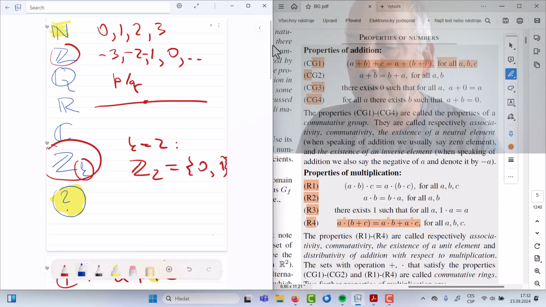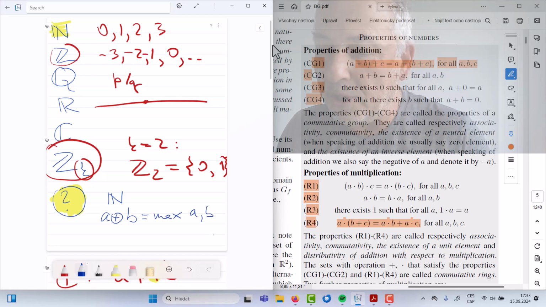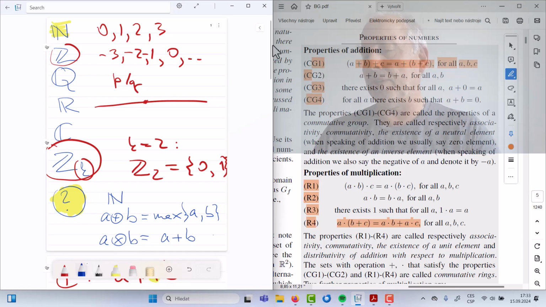You can imagine that you have got the natural numbers, but I will define the plus and times a different way. I will say that a plus, so I will write it this way, b equals the maximum of a and b, and I will say that a times b is simply a plus b. So that's the ordinary plus on natural numbers, right? And the natural numbers start with 0.